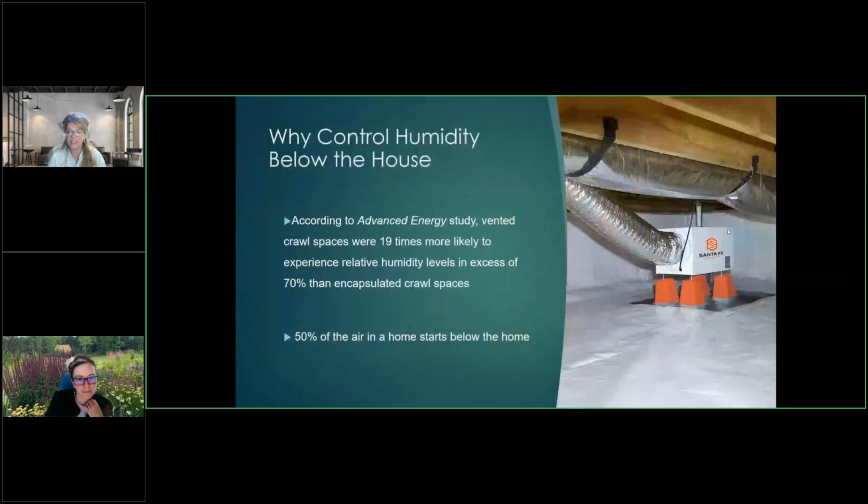And we also want to make sure that we're controlling moisture below the house. We don't want to have ventilated crawl spaces. We want to make sure that the space below the home, the crawl space, is within our envelope. We're treating it as part of the house. Advanced Energy has done studies about how much more humid a vented crawl space is. And the most important thing is you've got to remember and explain to your clients that up to 50% of the air that's below the home is going to make its way into the living space.